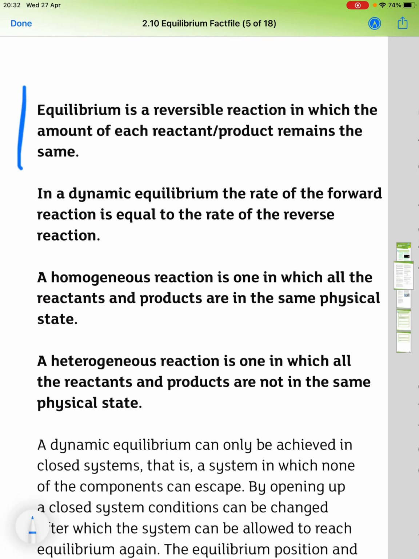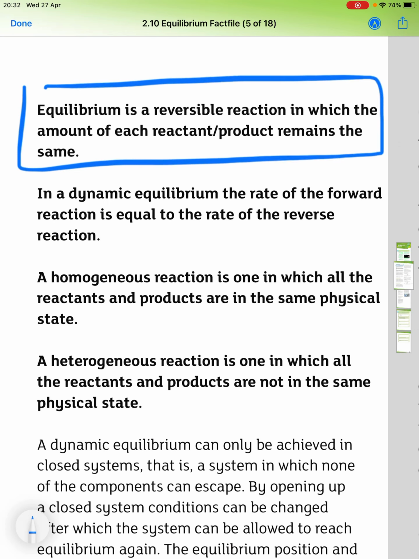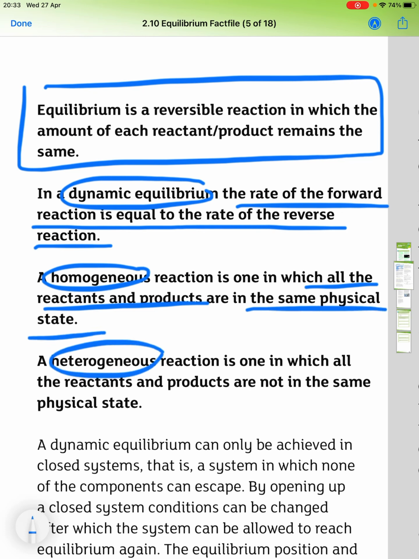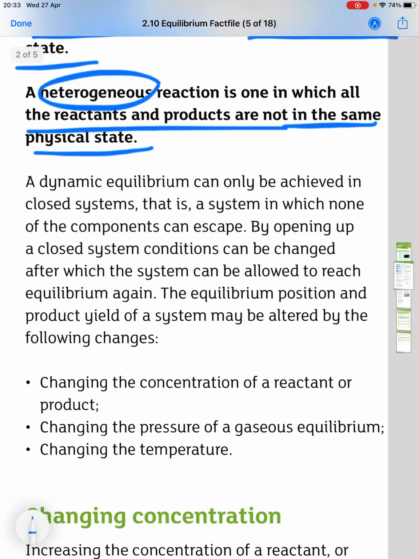So definitions here. Equilibrium is a reversible reaction in which the amount of each reactant or product remains the same. In a dynamic equilibrium, the rate of the forward reaction is equal to the rate of the reverse reaction. A homogeneous reaction is one in which all the reactants and products are in the same physical state. A heterogeneous reaction is one in which all the reactants and products are not in the same physical state.